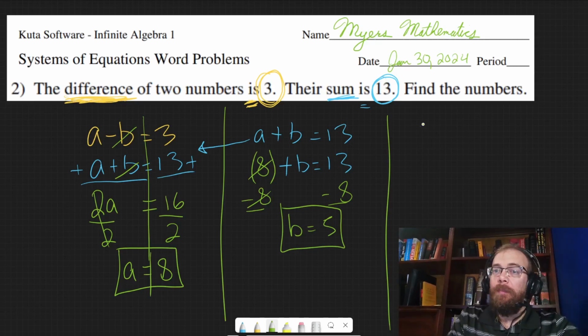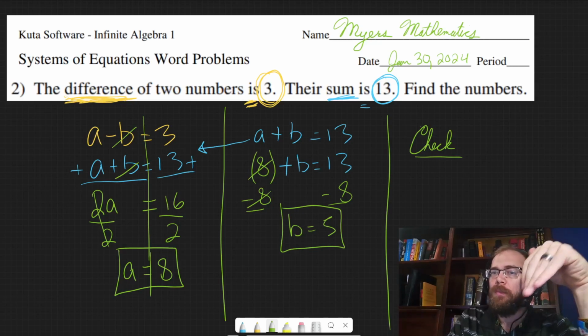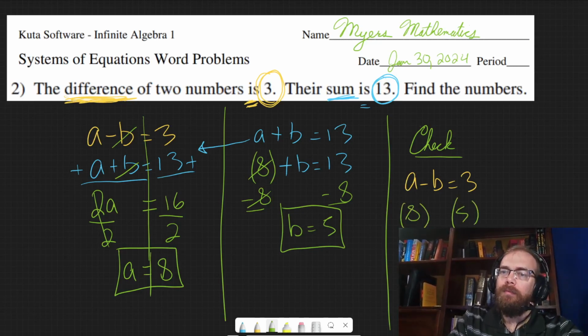If you want to check, well, not really double check, just a single check because we didn't really check anything yet, you check with the equation you didn't just recently use. We just recently used the blue one, so we would use the yellow equation to check. And we would plug in the numbers into the letters that we solved for. So a is 8, b is 5. And yeah, that looks like that works.